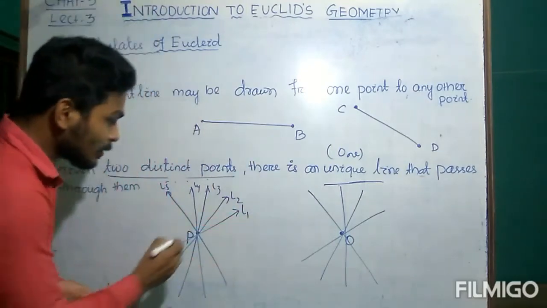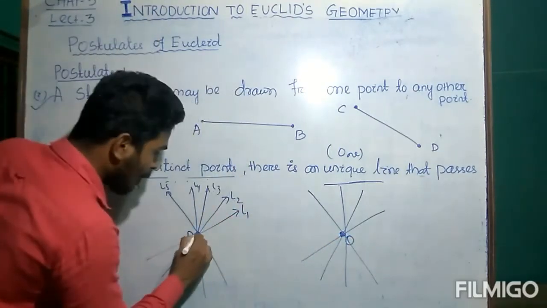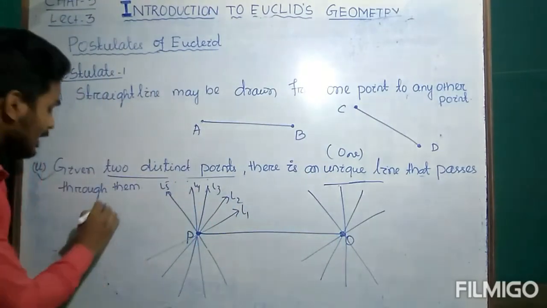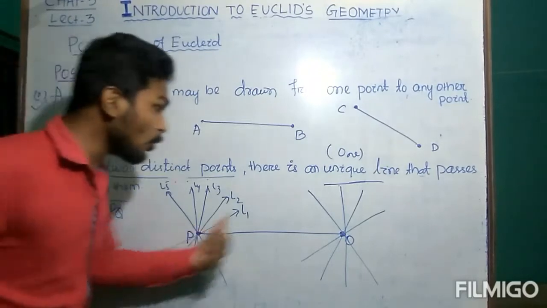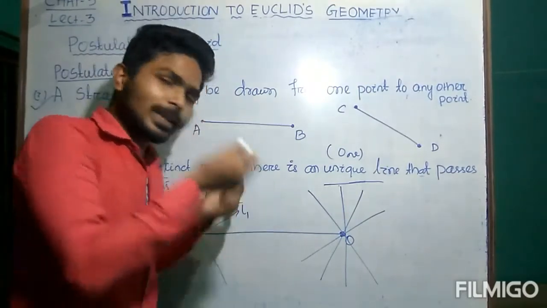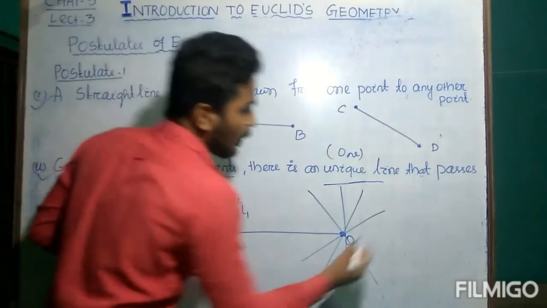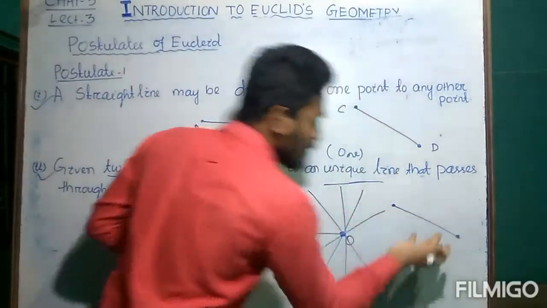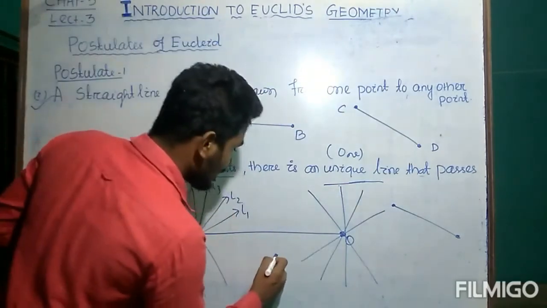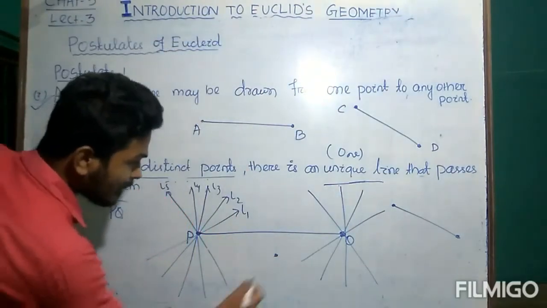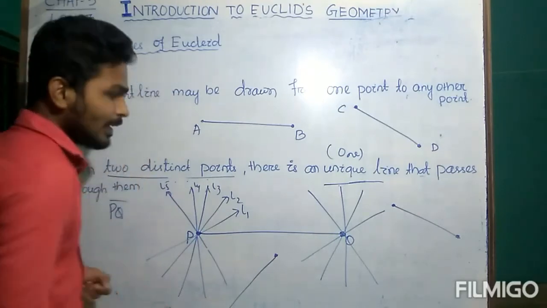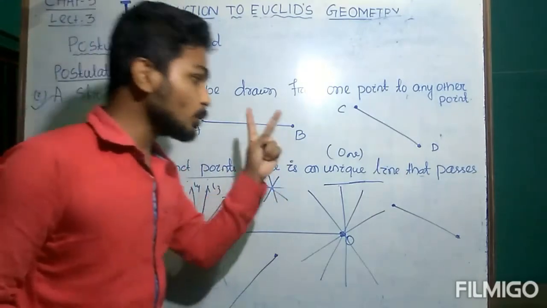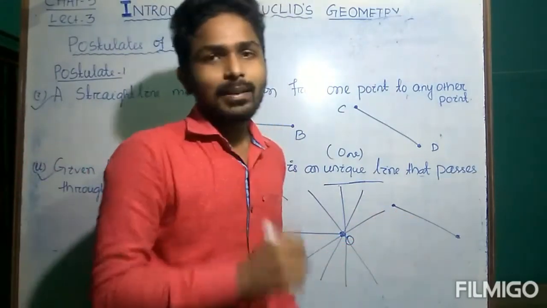Understood? So it is concluded that through a given point, only one point, you can draw an infinite number of straight lines. But through 2 distinct points, how many straight lines can be drawn? See, we can draw only one straight line, that is PQ. We cannot draw more than one straight line through 2 given points. You can take any 2 points. Suppose there is a point, here is a point. Then how many straight lines can be drawn? See, only one. If here is a point and here is a point, how many straight lines can be drawn? Only one. But through a given point you can draw an infinite number of straight lines. But through 2 distinct points you can draw only one straight line.